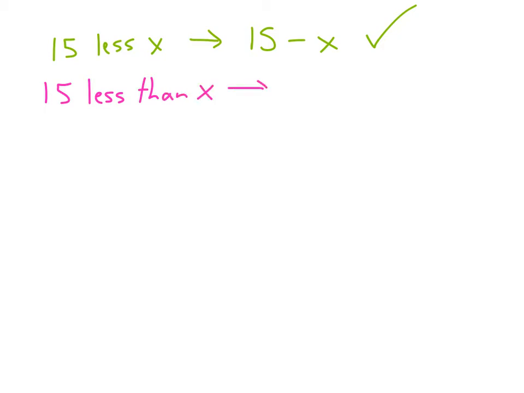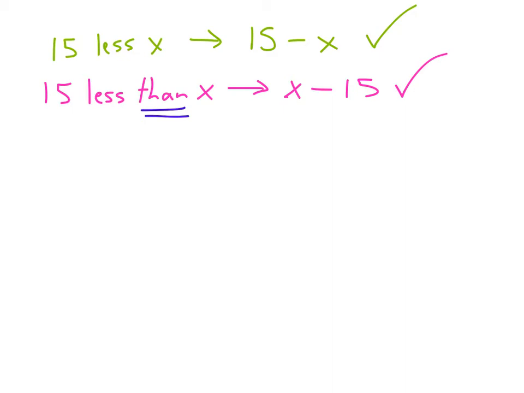And you would also maybe see 15 less than. And what does that look like? Well, if you're going less than a certain amount, you start with that certain amount and you go less than that. So the than tells you this is the place we're starting. Okay? Less than x. So how much less than x? 15 less than x. And that looks like that.